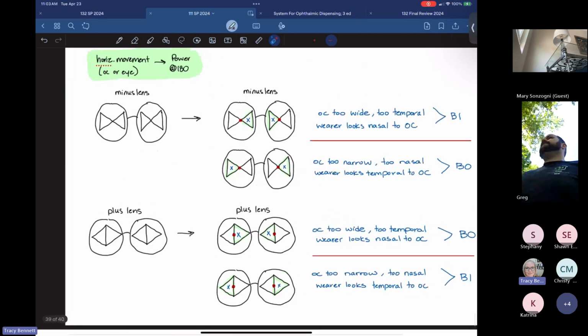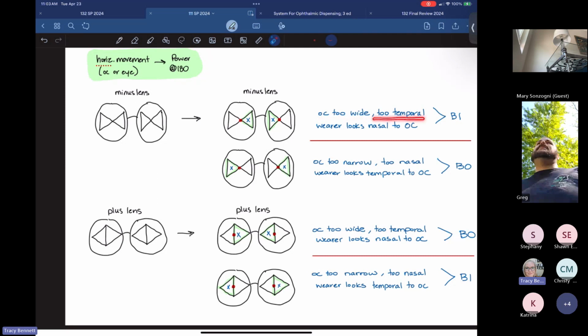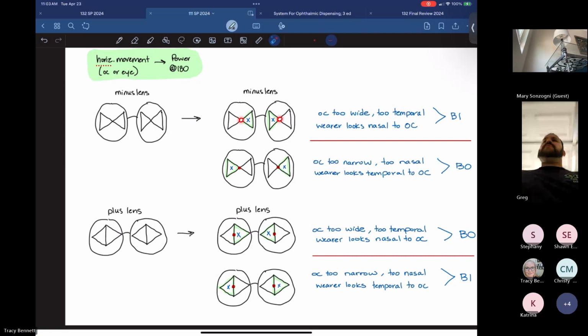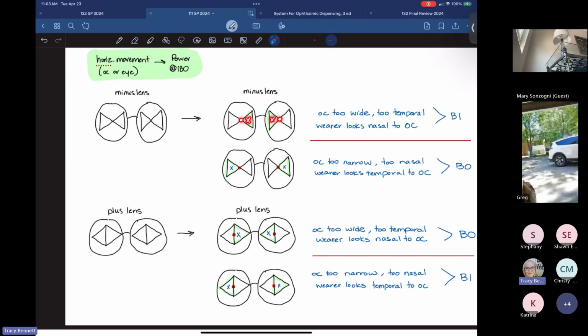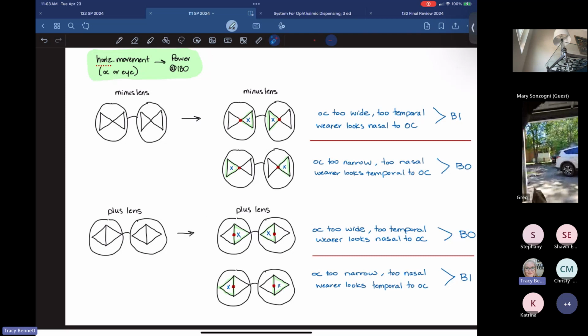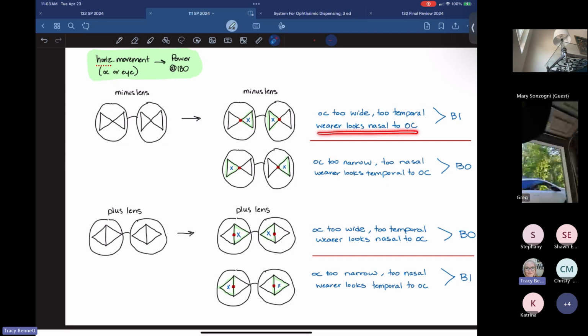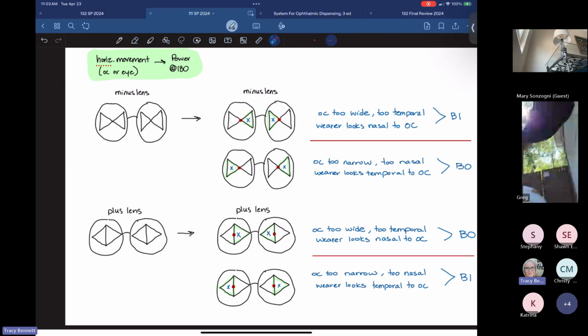Then when you get down into these, they are a little bit more convoluted because you have to figure out whether you're dealing with a right eye or a left eye. That's why I just drew both of them out. But if the OC is too wide or too temporal, again, there's our OCs, and if it's too wide or too temporal, that means that the eyes are sitting nasal to it. That would also be the same thing as if the wearer looks nasal to the OC. Then this minus lens, they would be experiencing base in prism.